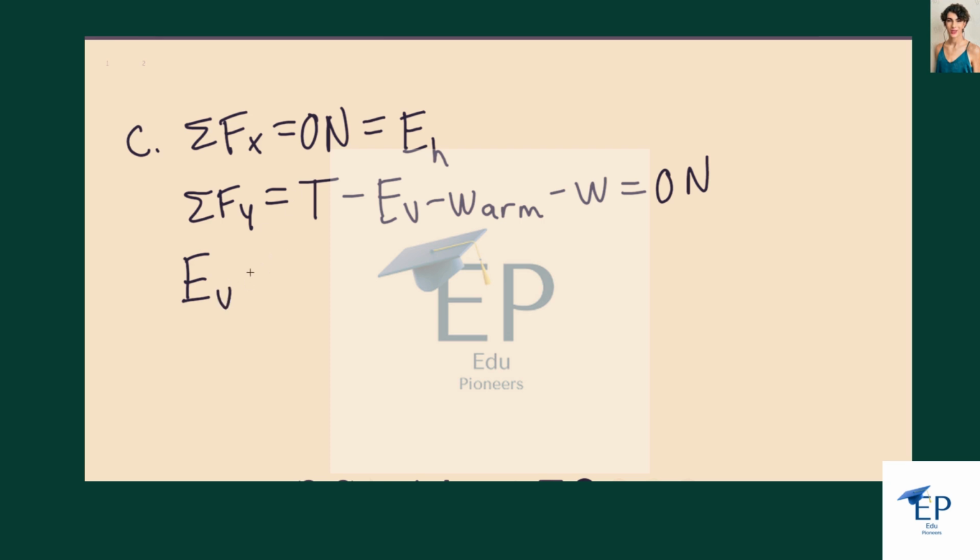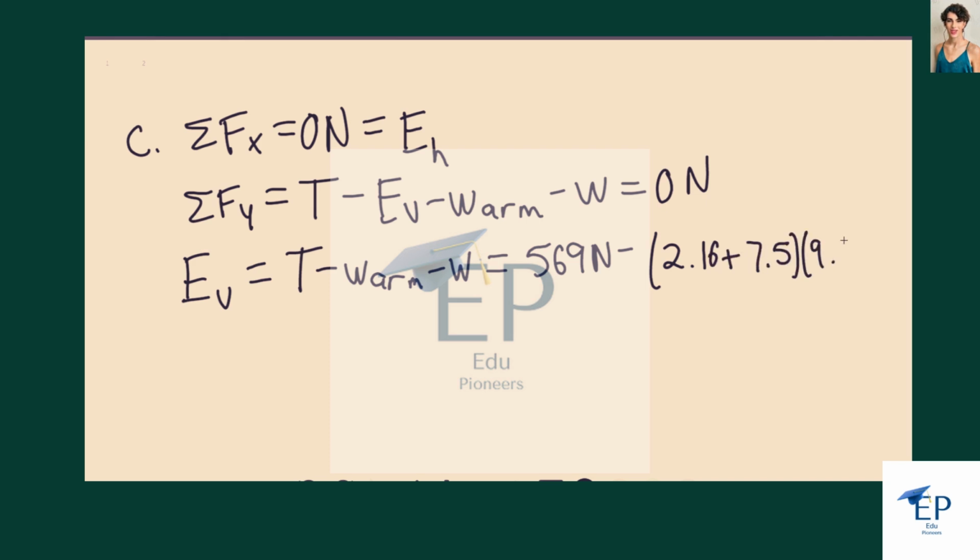And E sub V would be equal to the tension minus the weight of the arm minus the weight in your hand. And this is giving us 569 newtons minus 2.16, the mass of your arm, plus the mass of the weight, times the acceleration due to gravity. And we find that E sub V is going to be equal to 474 newtons. So this would be your answer for the y component, and then this would be the x component.